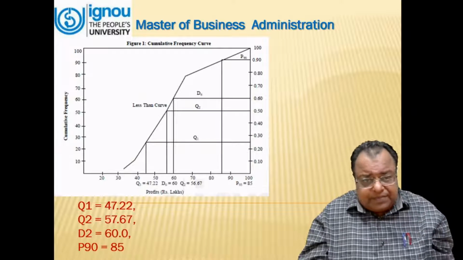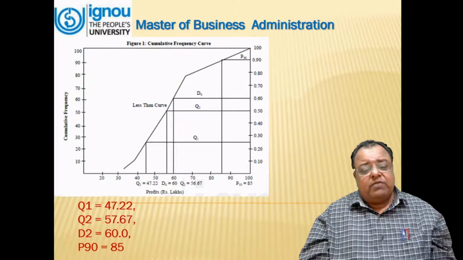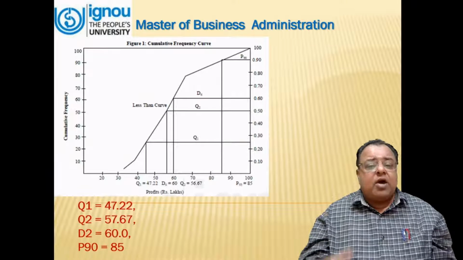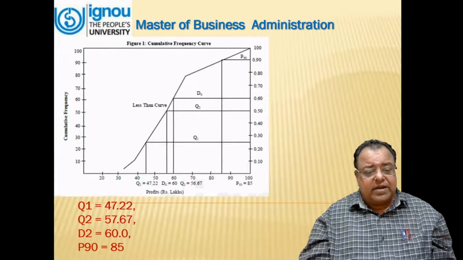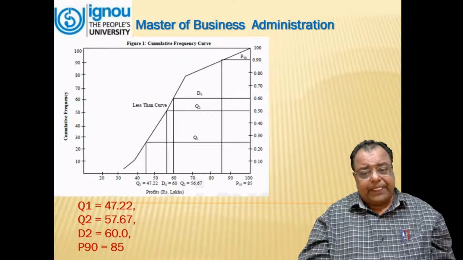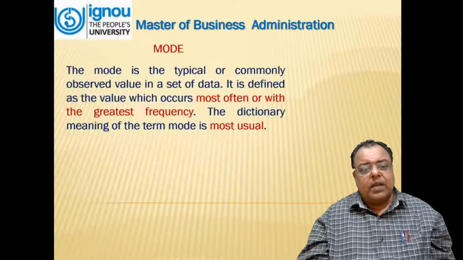So we can see how from a cumulative frequency curve we can determine all of these, that is Q1, quartile 1, Q2, quartile 2 or the median, D2, P90. All these values can be calculated from the cumulative frequency curve.